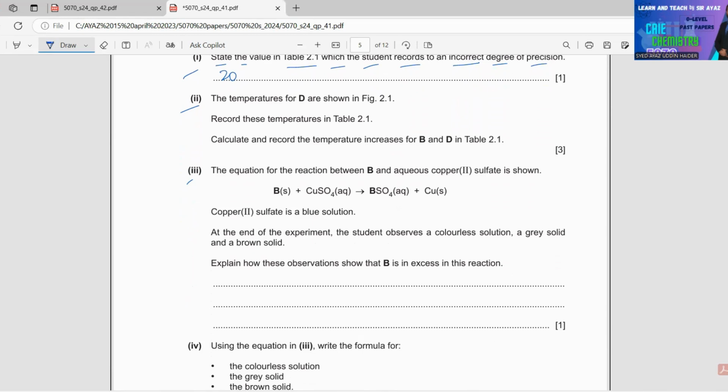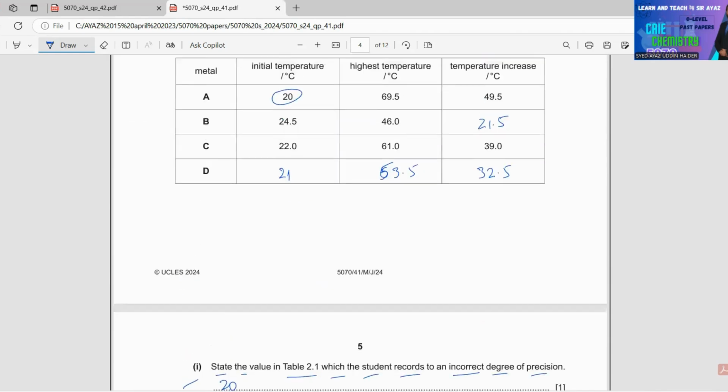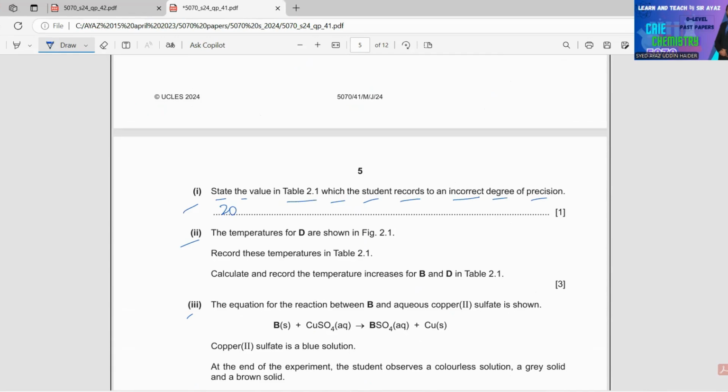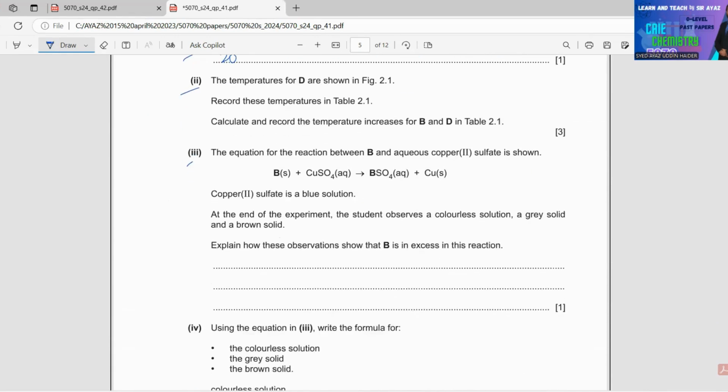So if B is in excess, definitely there will be some amount of B left in the solution. You see, in the question they have already mentioned that these metals are all gray solids. So you must have gray solid left at the end of the experiment. So you can say gray solid left or remains, which shows that B is in excess.